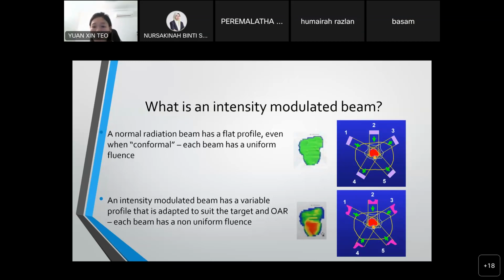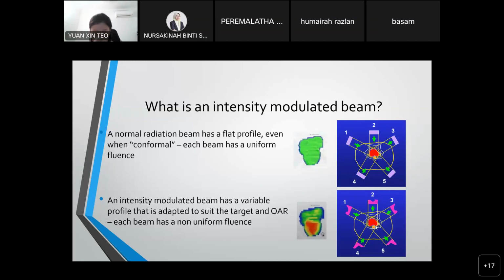So when they combine, maybe beam number 1 will contribute 10%, beam number 5 20%. So all these 5 beams, when they combine, will create a non-uniform fluence. This will show us a high dose area at this point. Actually, you have to imagine this is a 2D map.